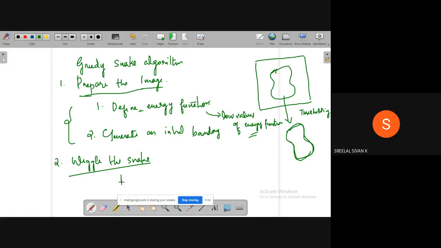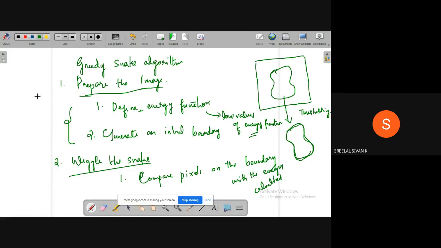Here we compare the pixels on the boundary. We have a number of pixels and we have to compare every pixel with the energies calculated for the points in its neighborhood.